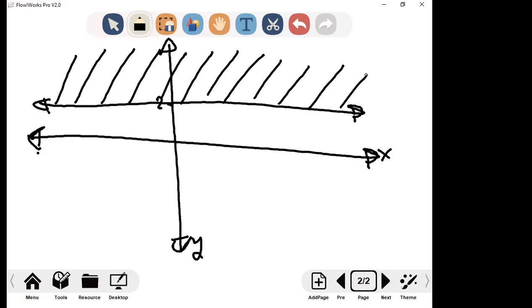But the second inequality, we said x equals 1 and x equals 5. This is the one, and this is the 5. How do we graph x equals 1? This is x equals 1, a straight vertical line. By the way, y equals 2 is a function.